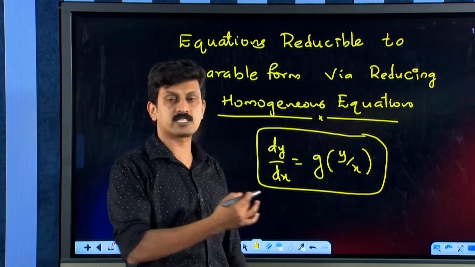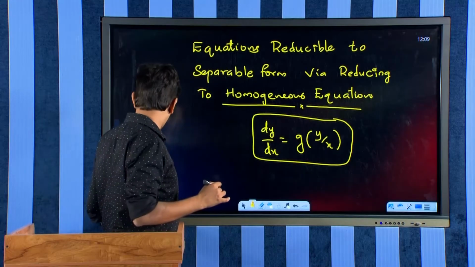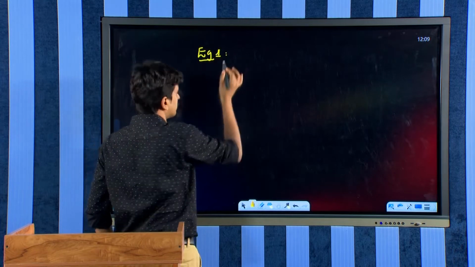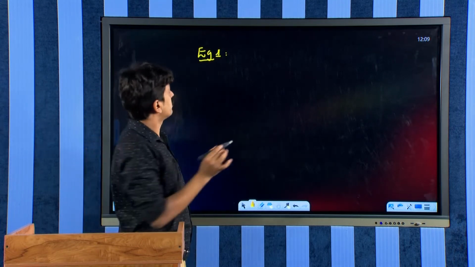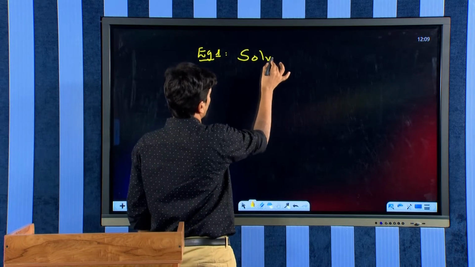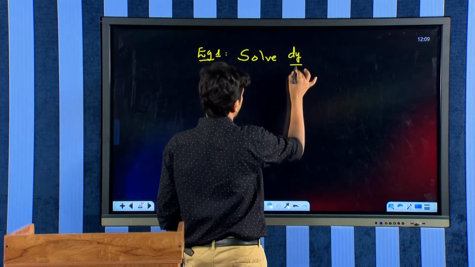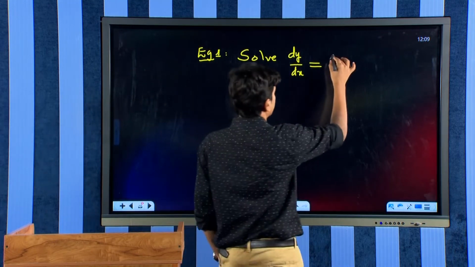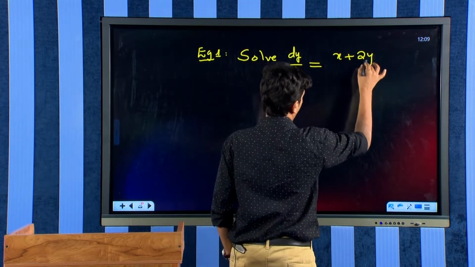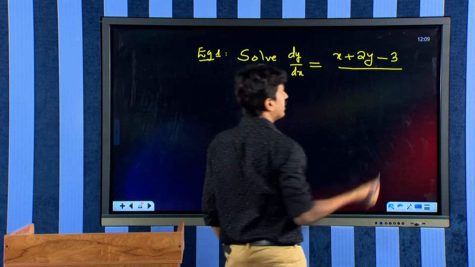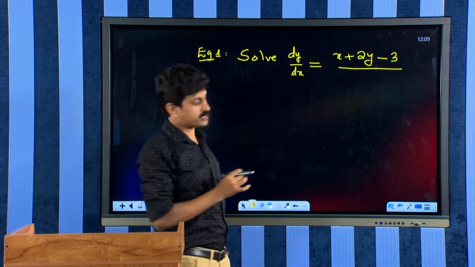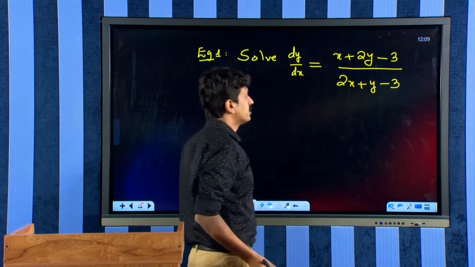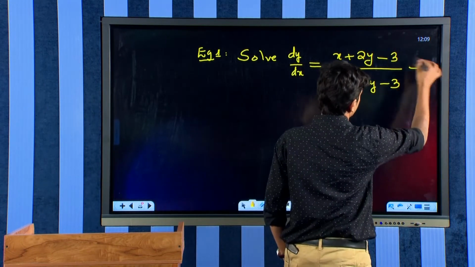We can discuss this session with a question. I would like to move to the first question. Write down the question. Solve dy by dx equals (x plus 2y minus 3) divided by (2x plus y minus 3). I would like to put it as equation number 1.